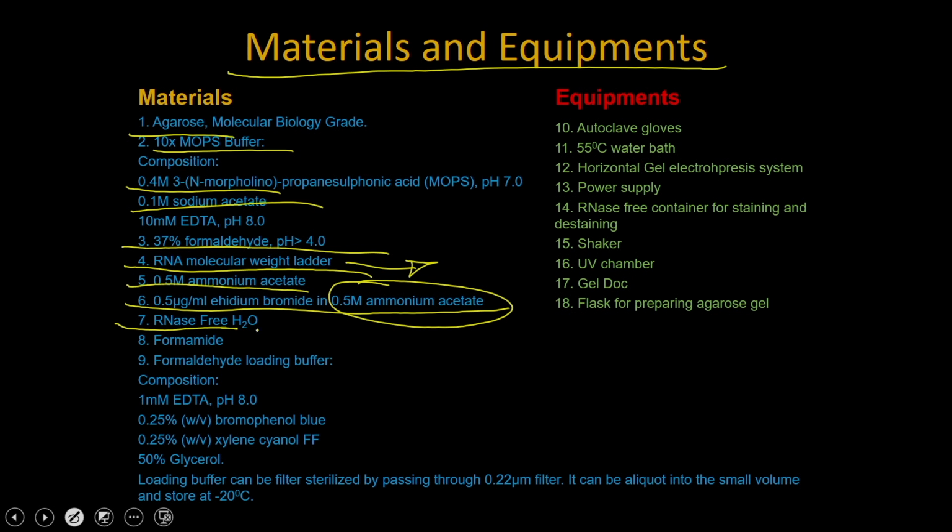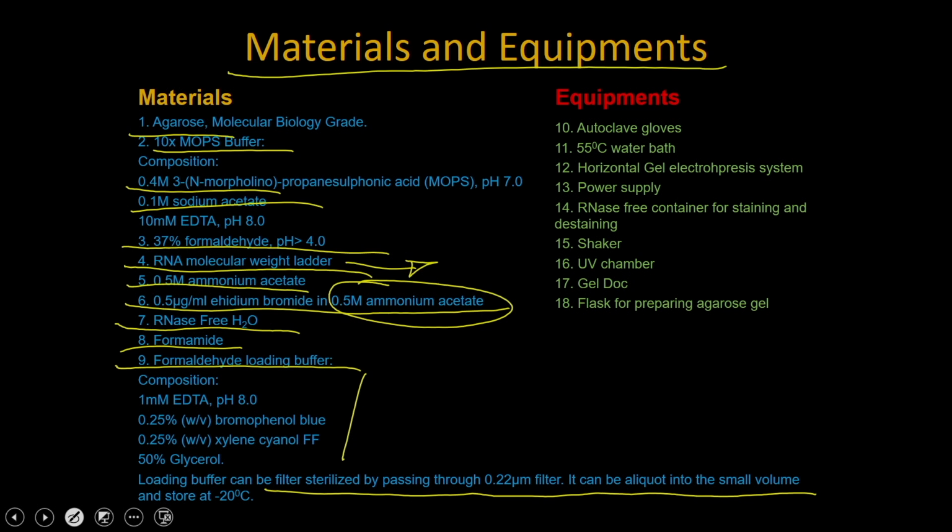Then you require RNase-free water, formamide, and formaldehyde loading buffer, and that is the composition of the formaldehyde loading buffer. The loading buffer can be filter sterilized with a 0.22 micron filter, then aliquoted into small pieces and stored at -20 degrees.